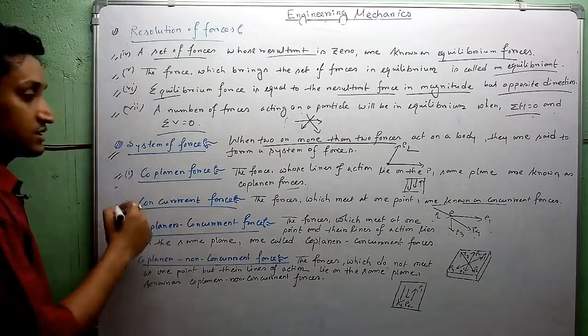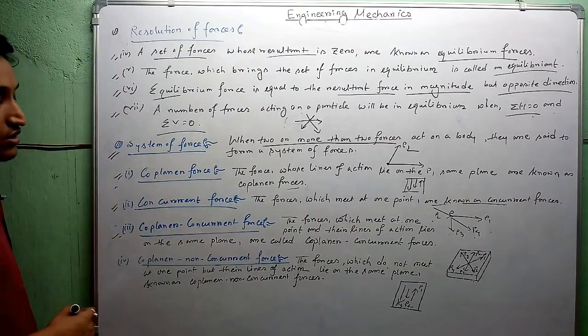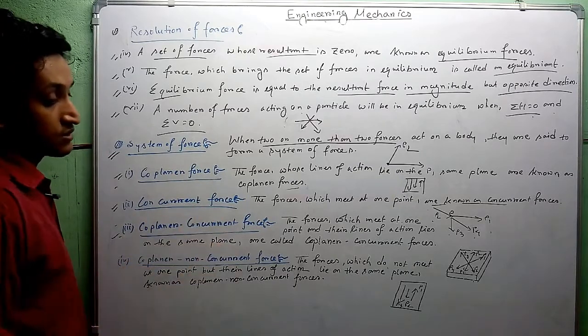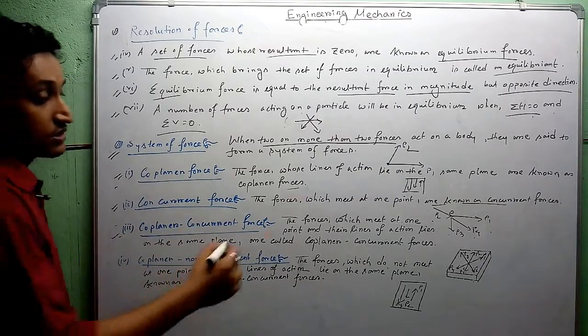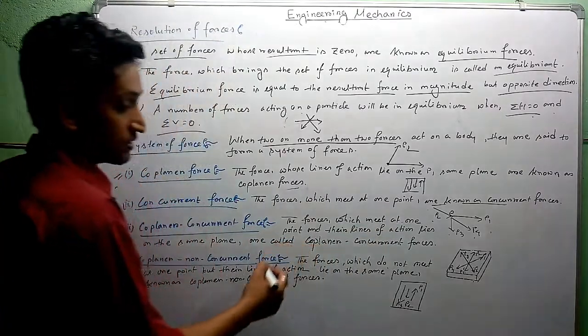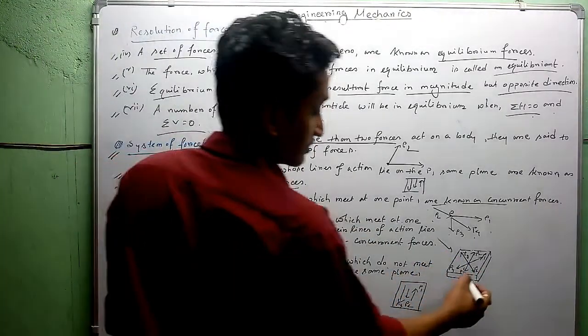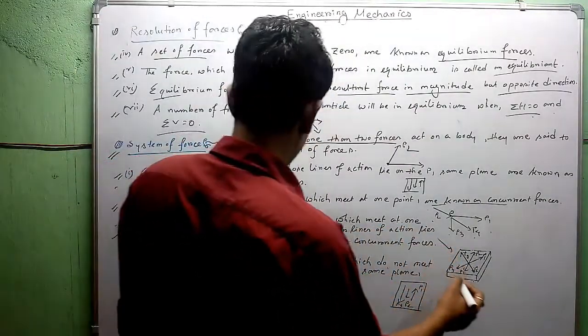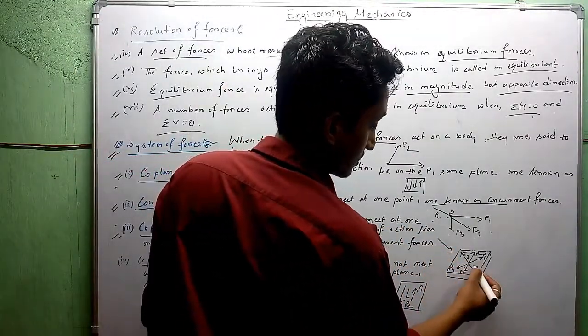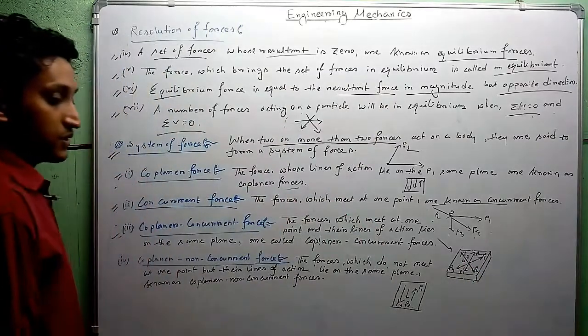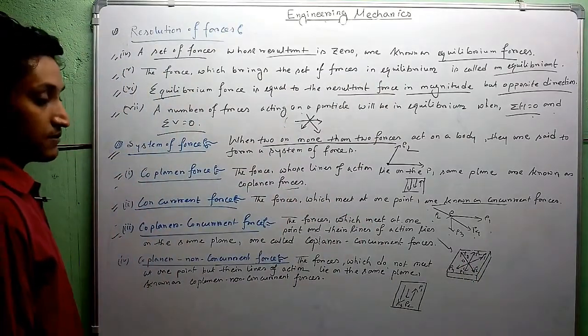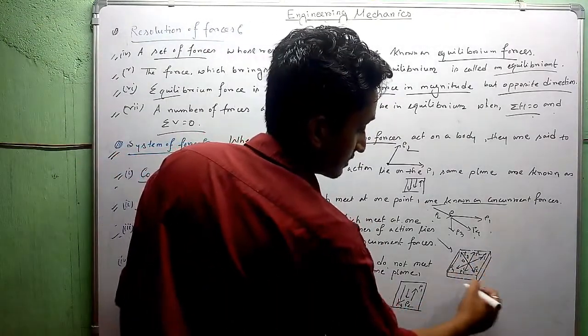Here is the coplanar force, here is the concurrent force. Third one is the coplanar concurrent force. What is the definition of coplanar concurrent force? The forces which meet at one point. Here is the example of coplanar concurrent force. The forces which meet at one point, that is O, and their lines of action lie on a same plane.